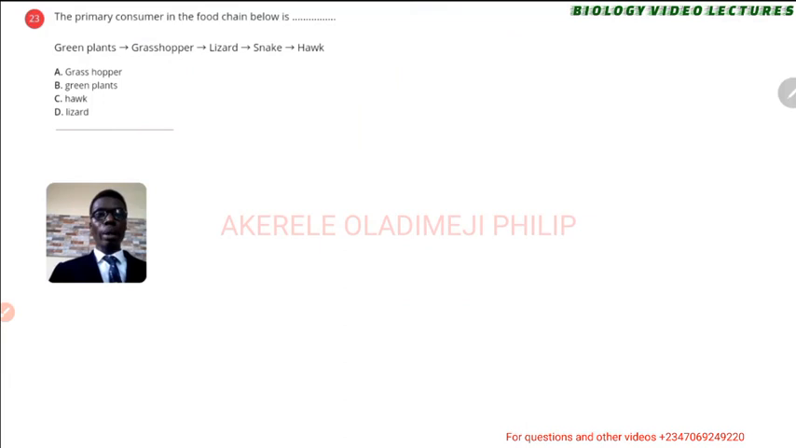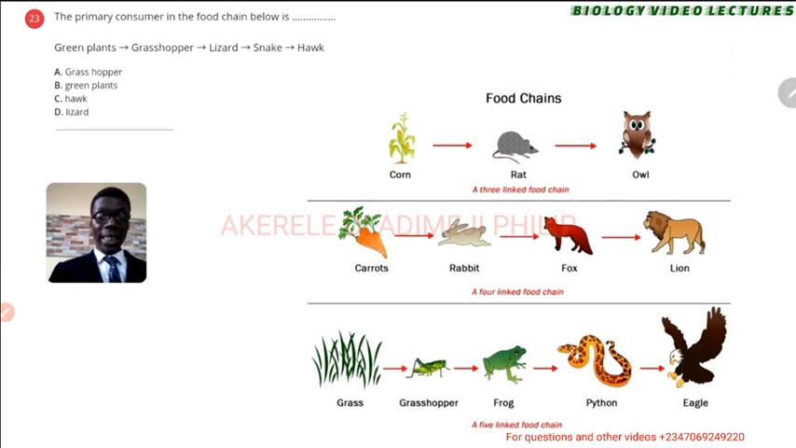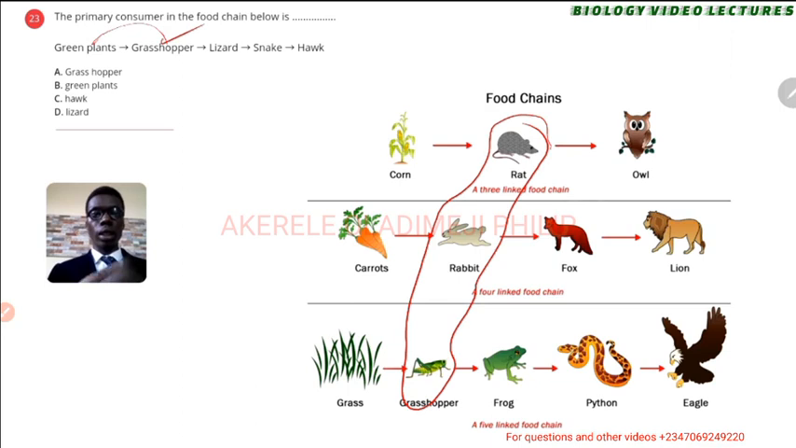The primary consumer in the food chain below is... the primary consumer. Of course, I told you the primary consumer is always the one which is a herbivore that feeds on the plants. So from what we have here, the grasshopper is the herbivore in this food chain that will feed on the plants, and the next one that feeds on that is called the secondary consumer, which is always a carnivore or omnivore, but most of them carnivore. So the answer here is going to be grasshopper.